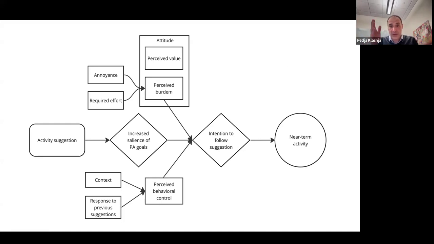But insofar as we're only looking at that 30-minute window, that's kind of what is going on, right? So you need to form an intention relatively soon, and that might result in the near-term behavior. But this might actually be modified by a couple of things.